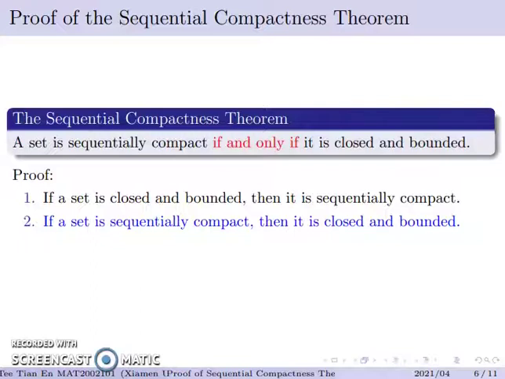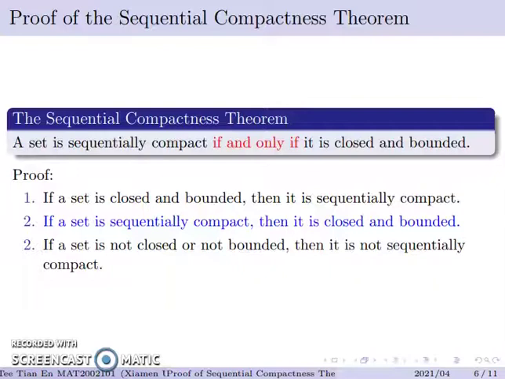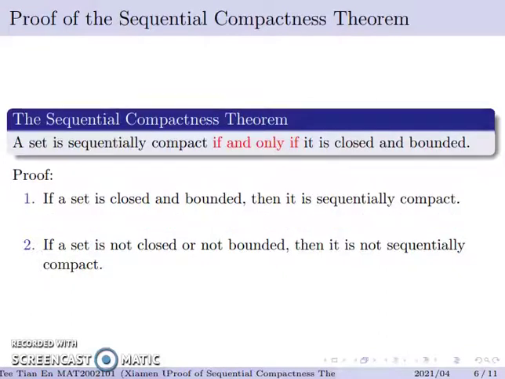But for this second one, we would like to prove it in a different way, using its contrapositive. That is, if a set is not closed or not bounded, then it is not sequentially compact. These two are the same, but the latter one will be easier to prove. So we will prove these two in the following.